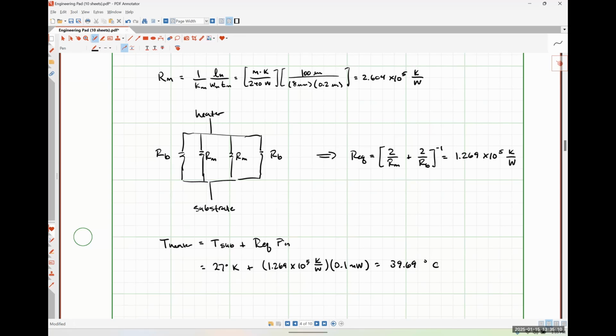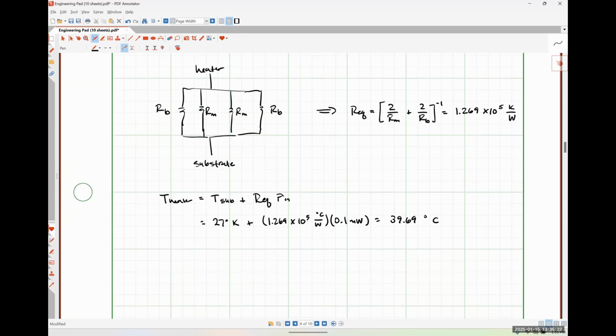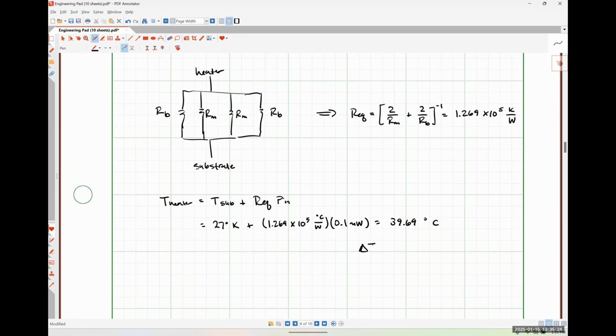degrees Celsius, where I guess realistically here, I should change that Kelvin to a degrees C, because Kelvin and C are the same temperature scale, so I don't need to do any real conversion there. My change in temperature, delta T, was 12.69 degrees C or 12.69 kelvins, assuming that we didn't lose any heat to radiation or convection to the air.